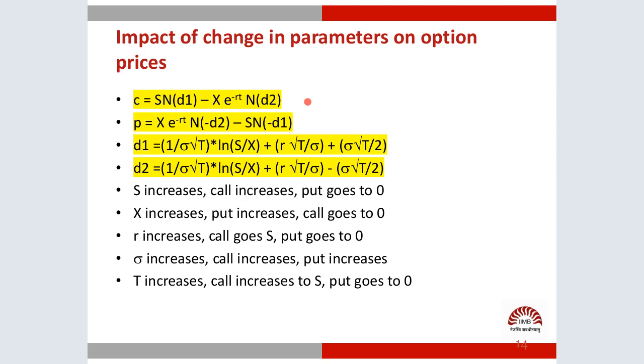Now, what happens when sigma increases? Sigma is a little more complicated. What happens to D1 and what happens to D2? When sigma goes to infinity, what happens to D1? What happens to D2? As sigma increases, just work around that. Tell me what happens to D1, what happens to D2?